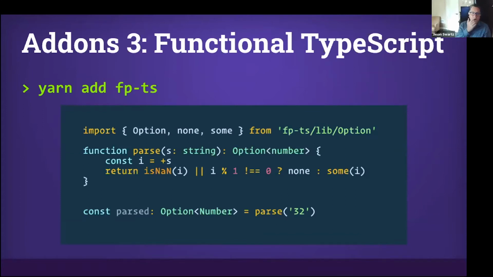Here's an example of a parse function. I'm going to try to parse your string into a number. So in case you give me something that's not actually a number, I'll set the return type to an Option containing a number and check, okay, is this not a number? Is it actually divisible by 1? If it's not divisible by 1, if it's not a number, I'll return None. Otherwise, I'll wrap this with Some. Really nice to have. I recommend this. I've enjoyed fp-ts, but there's a lot of different TypeScript functional libraries to choose from.